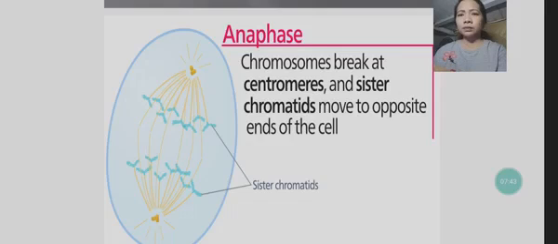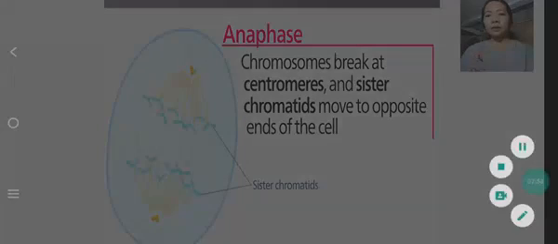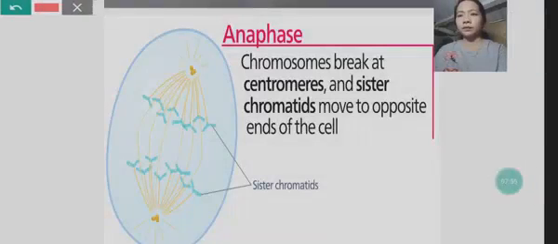The chromosomes break at centromeres, and sister chromatids move to opposite ends of the cell. This is the sister chromatids. Okay, these are the sister chromatids. The splitting of the sister chromatids marks the onset of the anaphase. Okay, the sister chromatids become the chromosomes of the daughter nuclei.